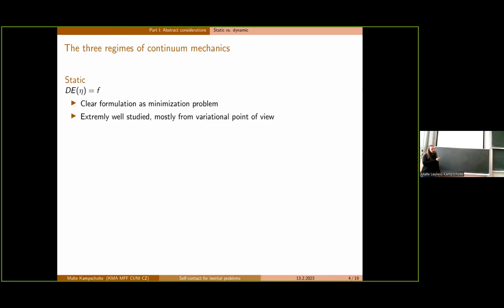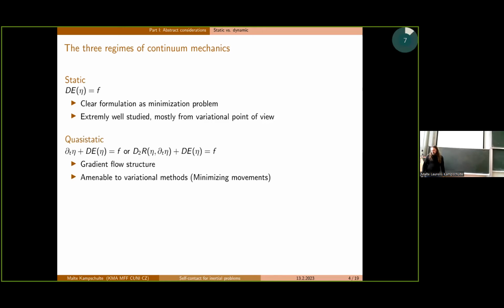dE will be its Fréchet derivative. I'll be doing this rather abstractly. And eta is the deformation. Okay.